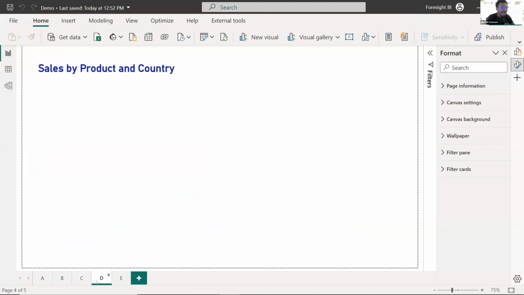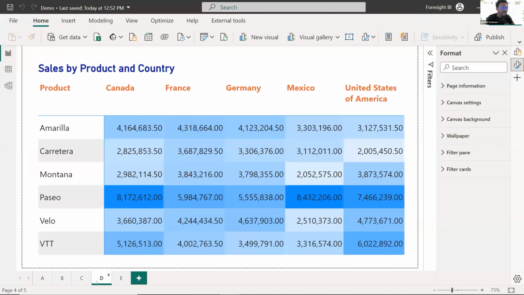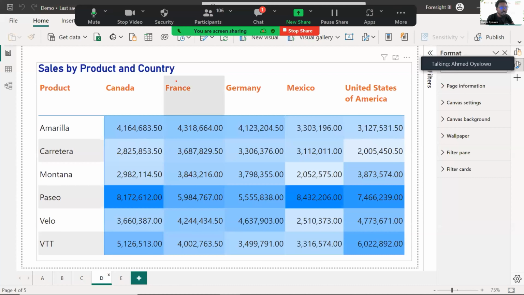And then almost finally, sales by products and country. I'm trying to see the spread of the numbers, right? So if I look at Canada, for example, I want to be able to tell the differences between the sales of Canada, and if you check very well, it shows heavily that one particular product right here is doing a lot more than the others.